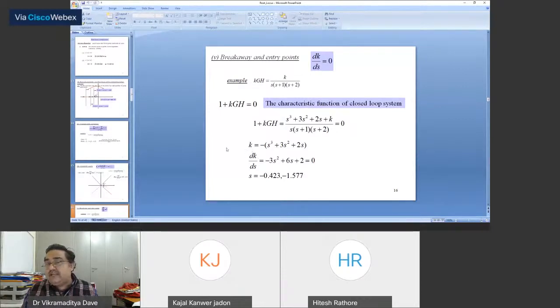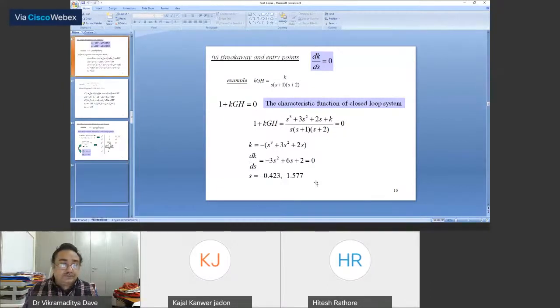The k, the varying parameter, will be on one side while all the other parameters are on the other side. So you have to rearrange in the form of k. Once k is obtained, you differentiate it with respect to s, solve, and equate it to 0, and you will get certain points. These points are either breakaway or break in points, which you have to plot on the root locus.